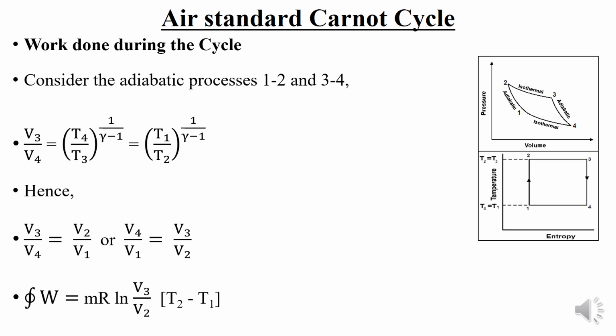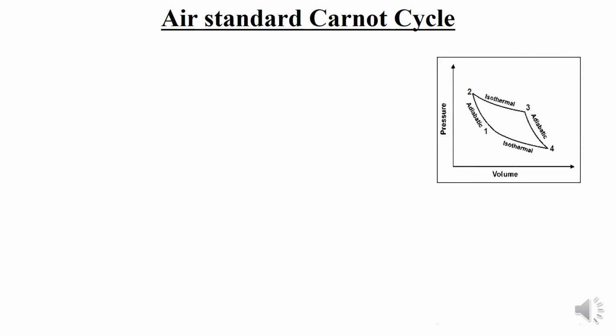In the earlier equation, replace the terms in terms of temperature and simplify, and what you will get is the work done in a Carnot cycle. That is nothing but MR ln V3 by V2 into T2 minus T1. This is the equation for the Carnot cycle.